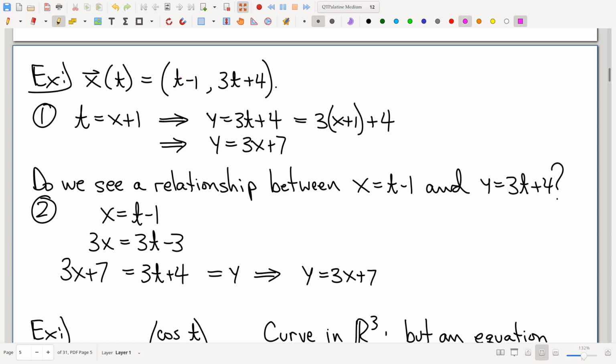This process of solving for t happened to be easy there. What if that formula for x, t minus 1, had been t cubed plus 4t minus 7? Some cubic expression. That's going to be really hard to solve for t. And then this method here becomes not very attractive. See what I'm saying?